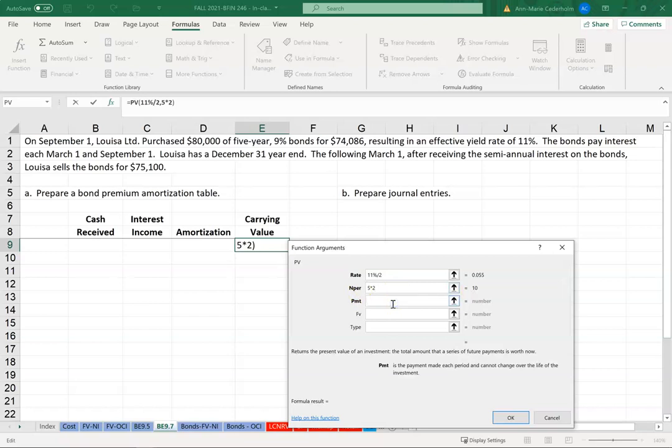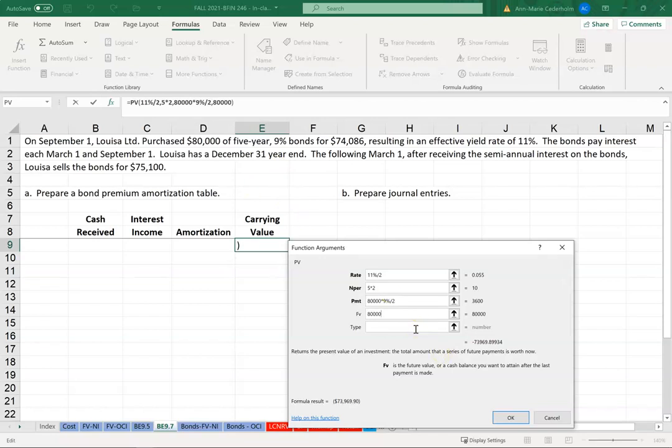Now the payment amount is taking your face value of the bond, which is 80,000, and multiplying that by the stated or coupon rate of the bond. And that's the 9%. So that's the legal rate that the bond actually pays interest on to the bondholders. So when I do 80,000 times 9%, I get 7,200, but then I have to divide that by 2 because it's paying out twice a year. Now the future value is the face value of the bond.